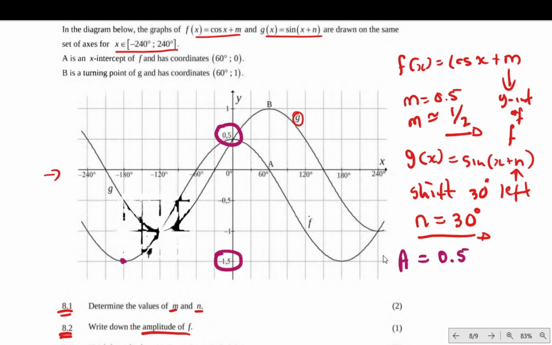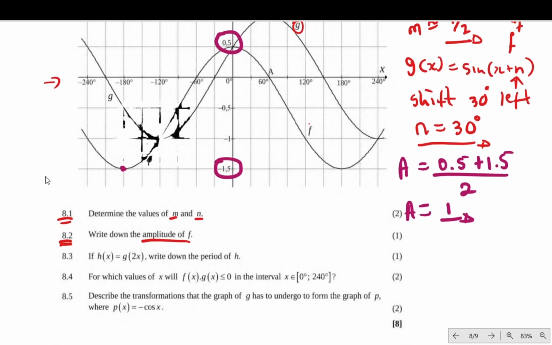Obviously, when you find the amplitude, we don't care much about the signs, so we're just going to take it as positive. So it's just going to be plus 1.5. And then you divide by 2. The answer here is going to be 1. So this is going to be your amplitude.